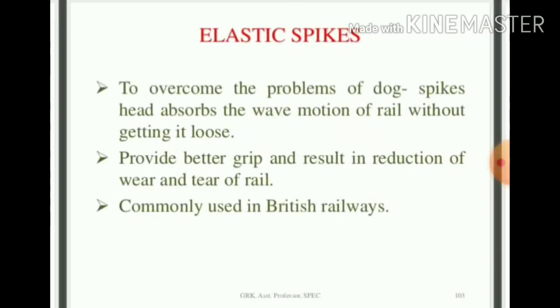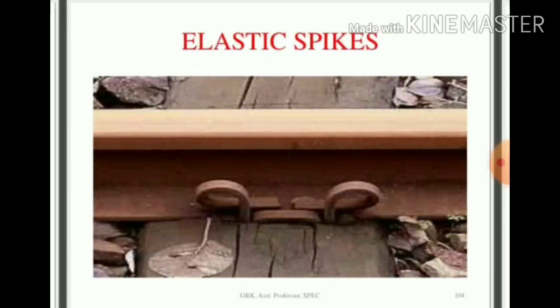Next one is the elastic spike. To overcome the problems of dog spikes, the head absorbs the wave motion of the rail without getting loose, provides better grip and results in reduction of wear and tear of rails. So they are commonly used in British railways. Elastic spikes are most commonly used in British railways. Okay, so these are all the elastic spikes. These are somewhat different even in their cross section.